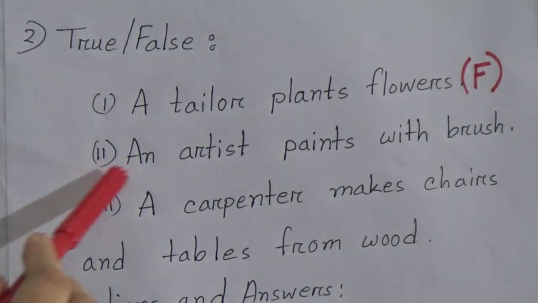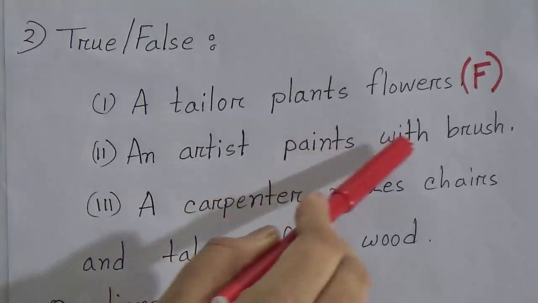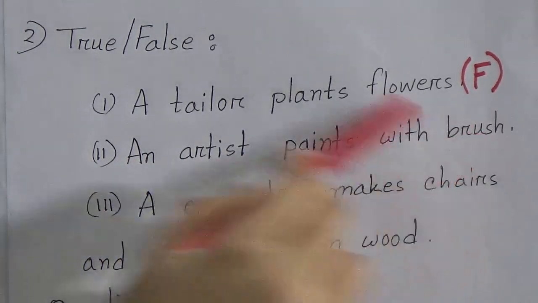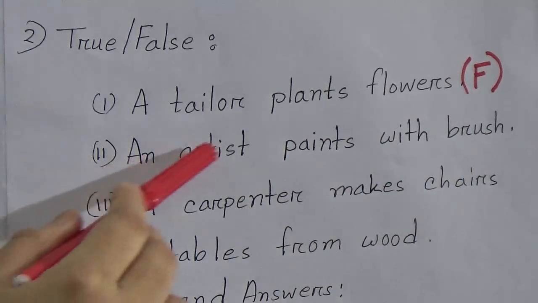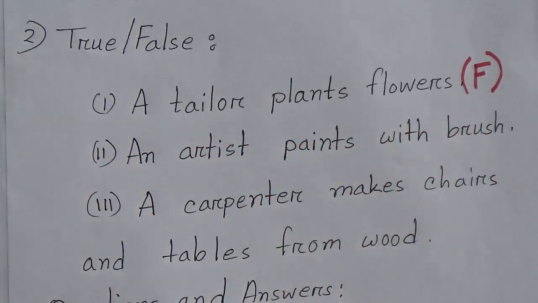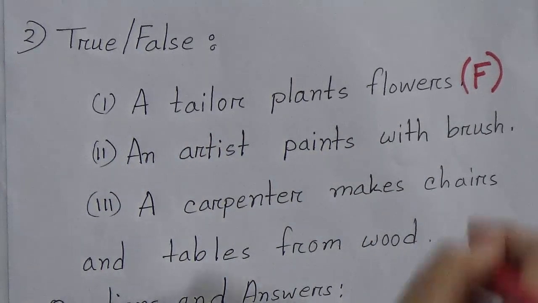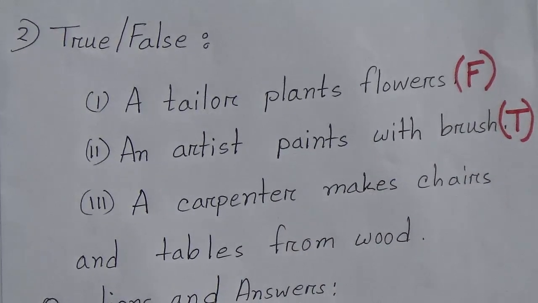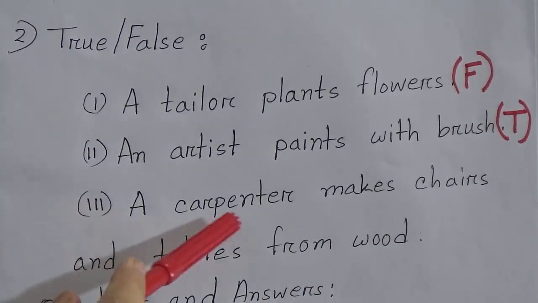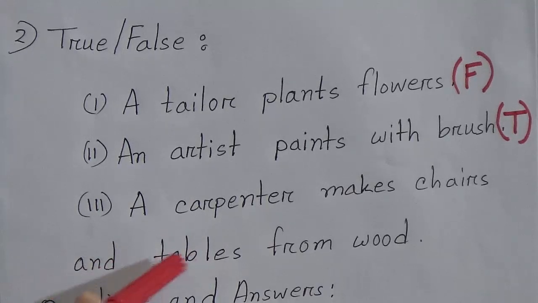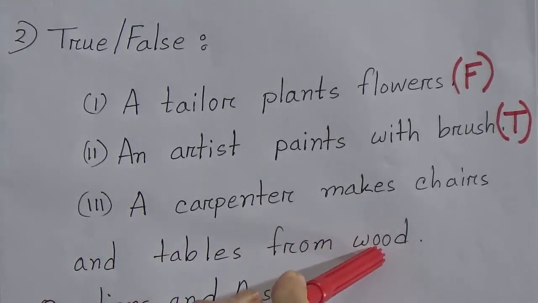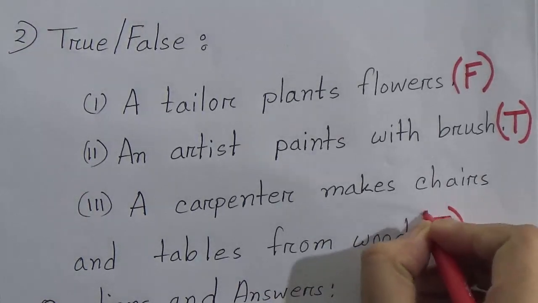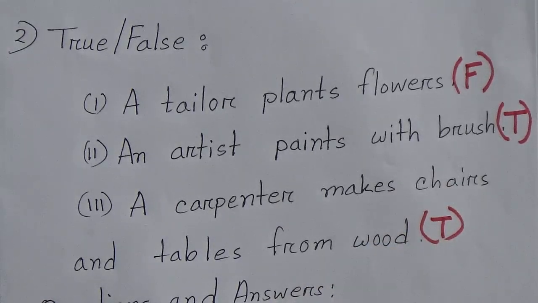Next one, number 2: an artist paints with a brush. Yes, this statement is true. An artist paints with a brush. So we will write here T. That means true. Now number 3: a carpenter makes chairs and tables from wood. Yes, this statement is also true. So we will write here T again. That means this statement is true.